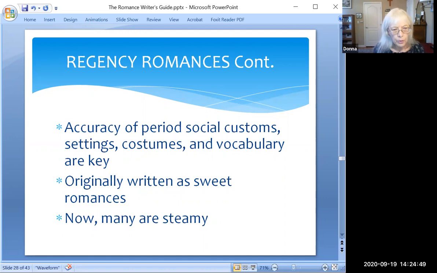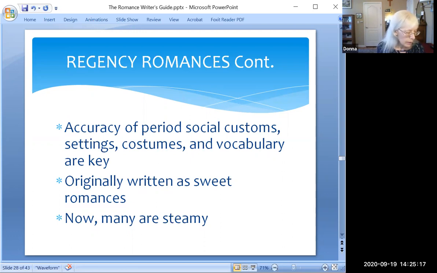It's very, very important to be accurate with Regency because so many people are into it nowadays. So you have to be very accurate with the social customs, the settings, the costumes, and the vocabulary. And originally, all of these Regency romances were sweet romances. But, you know, that's the old days. Now we're into the new days and the new writers, and many of them are now steamy.